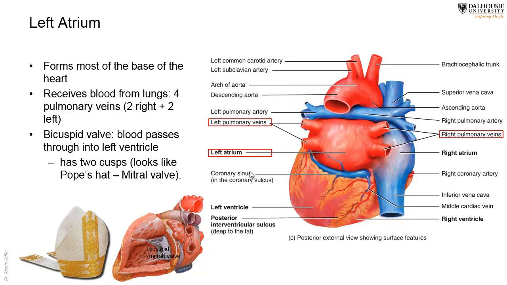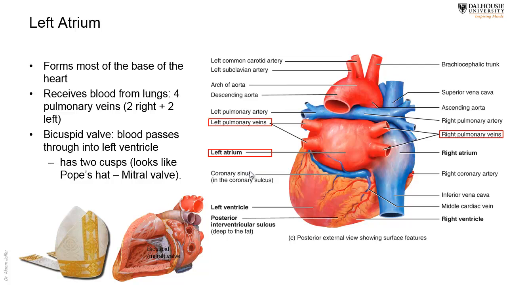They are drawn in red because although they are veins, they carry oxygenated blood, bringing the blood to the heart. Therefore, they are veins, but they carry oxygenated blood, and they open into the left atrium. Now the left atrium, you cannot see it from the front, but you can see it from the back.